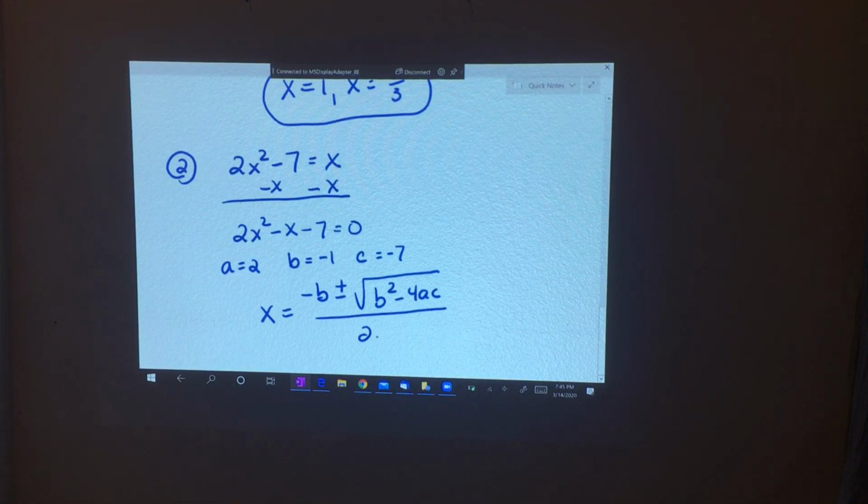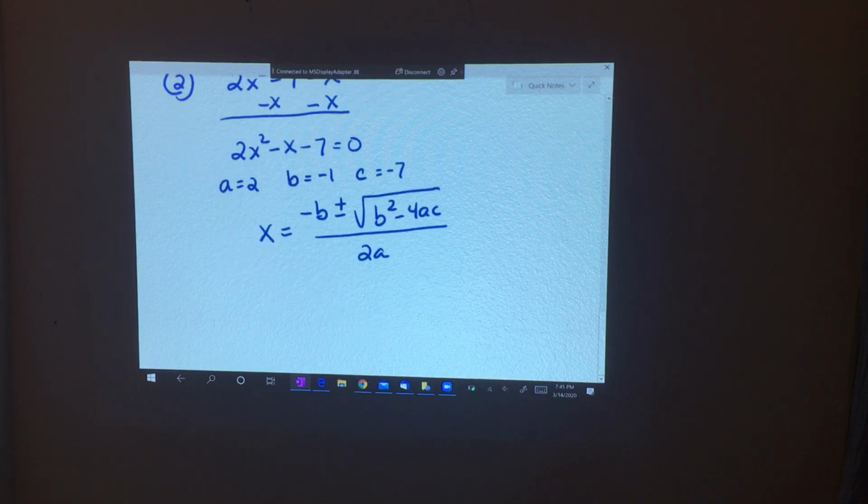I don't want to go fast and forget it, so I just write it down. How long did that take me? About 5 to 10 seconds. It was pretty painless. Okay, so I'm going to put negative b in.